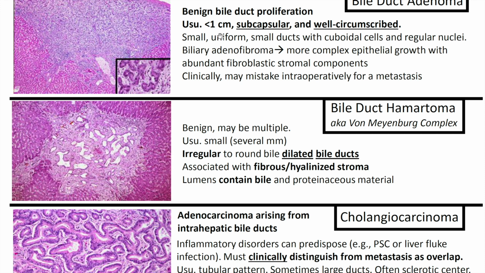And a variant of this, you can have a biliary adenofibroma, which has more complex epithelial growth with abundant fibroblastic stromal components. I'm actually working on a case report right now of a biliary adenofibroma that transformed into a cholangiocarcinoma, which is an entity that we'll get to next, which is rare, but obviously is possible.